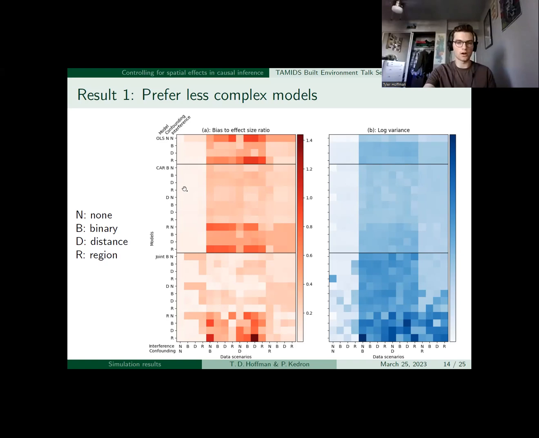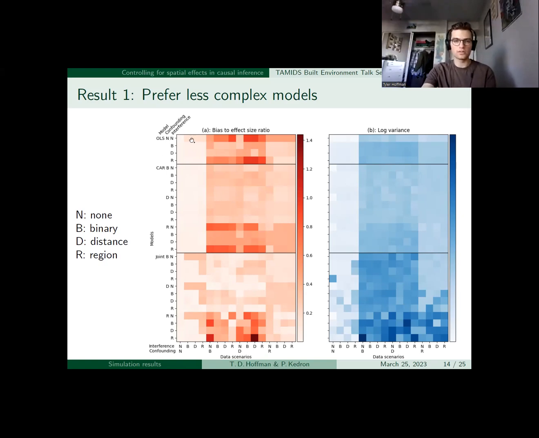So the first 4 columns here are no spatial confounding with 4 different kinds of interference, and so on. On the y-axis, we have our different models. The x-axis is the data scenario, the y-axis is the model, and these first 4 columns are ordinary least squares, where we're trying to capture the data scenario using an OLS model. The next 12 are the CAR model, and the next 12 are the joint model.